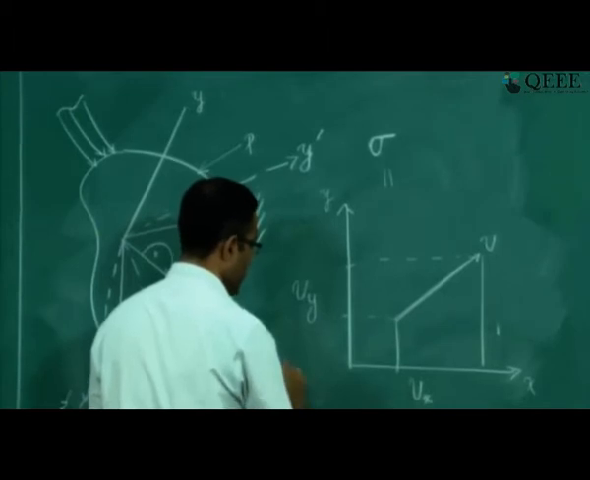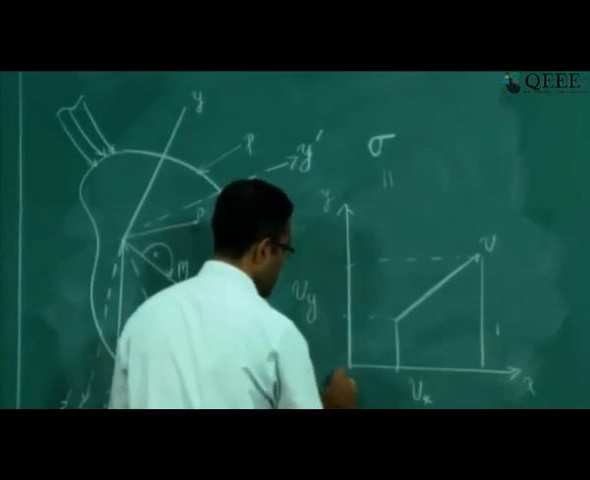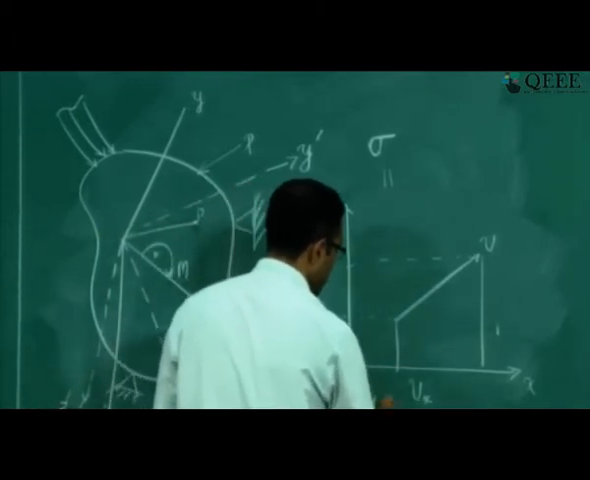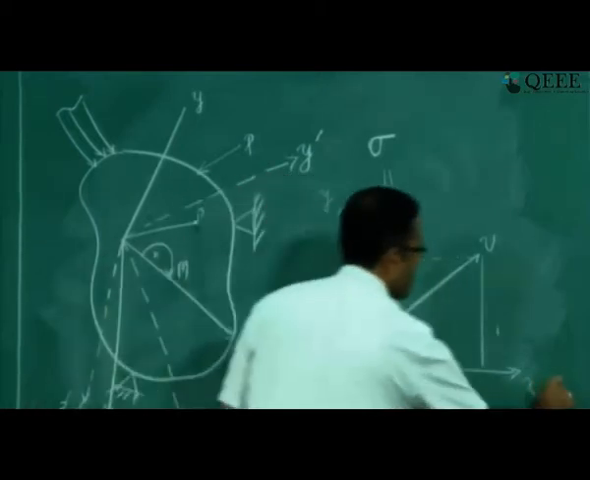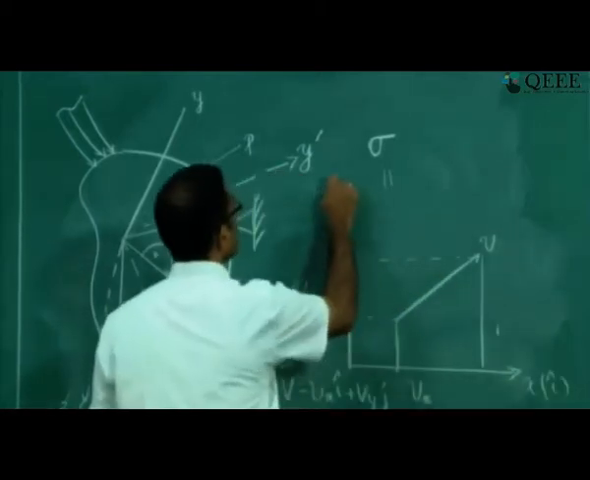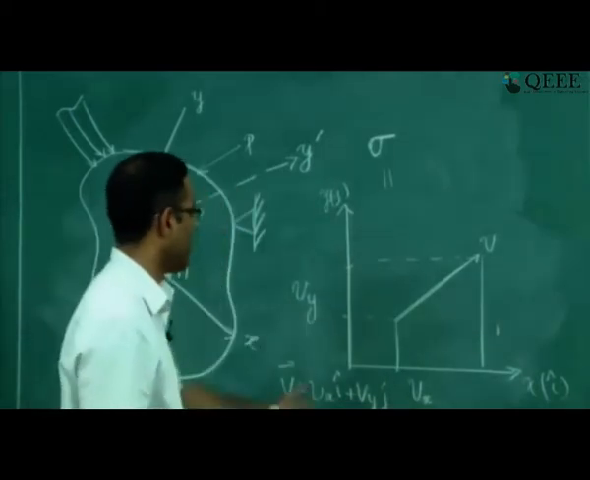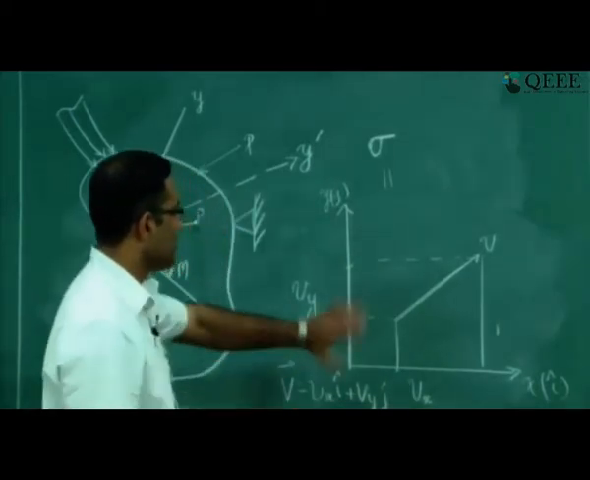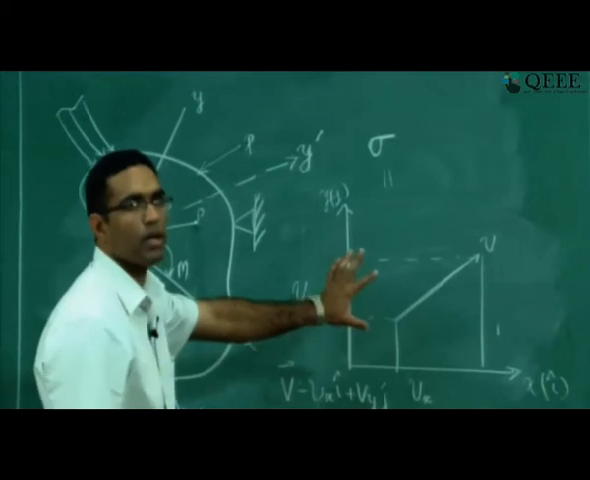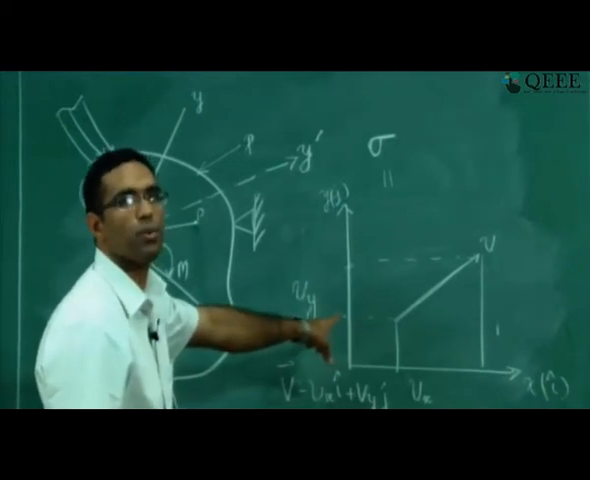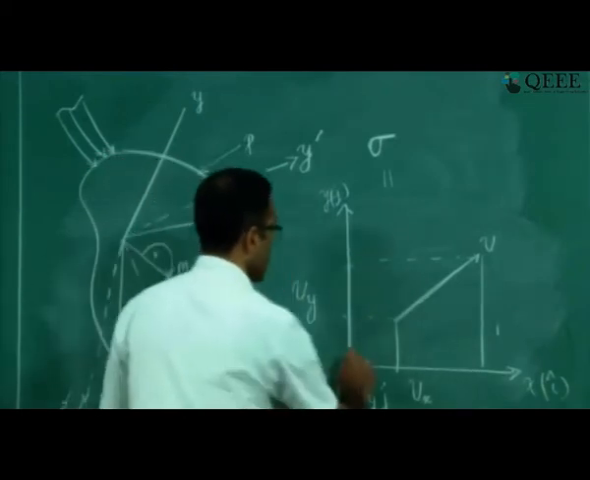So this entire vector can be written as vx times i hat plus vy times j hat, where i hat and j hat are essentially the unit vectors along the x and the y direction. Now this is the velocity vector. It's a physical quantity which requires a specific coordinate system to represent.